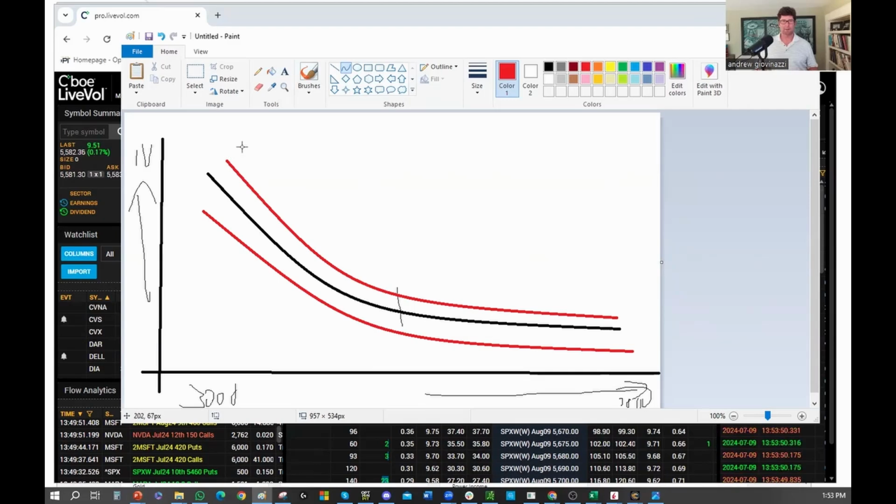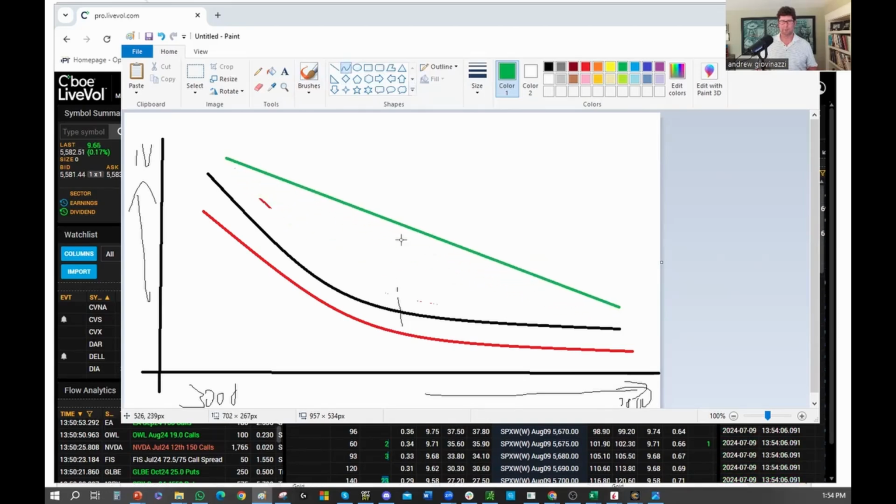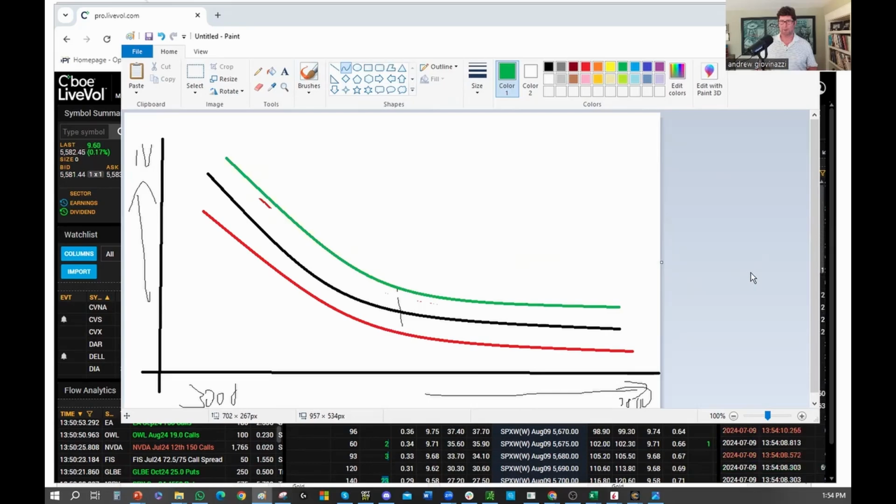Let me put a green line back. So those are what I would call two broad shifts. Now, what could also happen is the curves can flex from the at the money. All of a sudden your call skews can go up, so you're starting to get a kink on the upside. This is exaggerated. Or your put skew can get super steep.